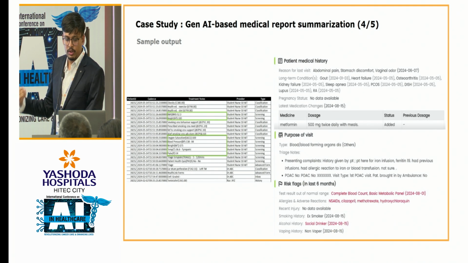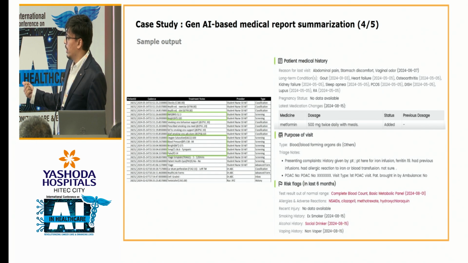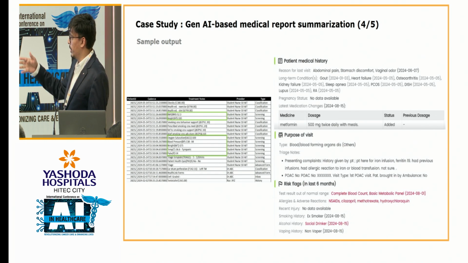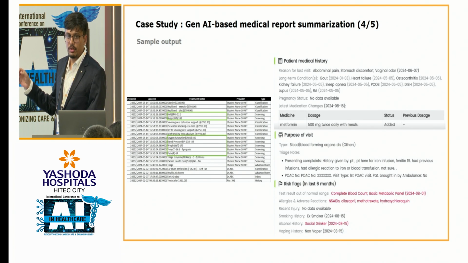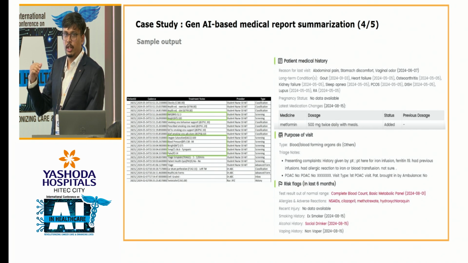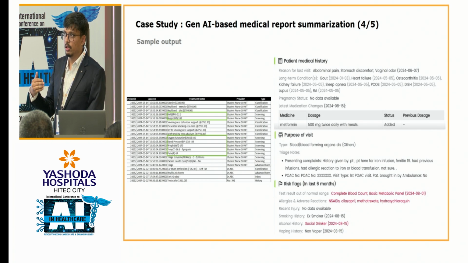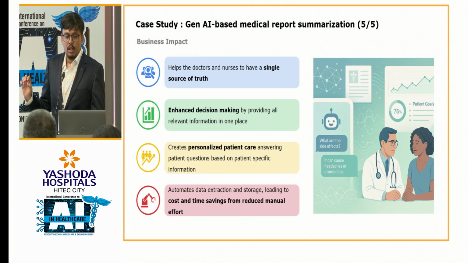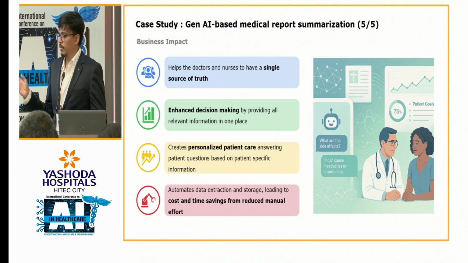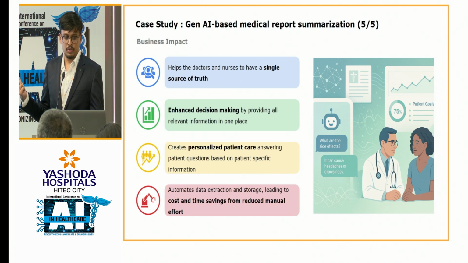Below that, what is the purpose of the visit? Below that, what are the risk flags? So, for example, here, whatever are in red are the flags that a doctor should consider based on the specific patient. Instead of reading tons of pages of reports to find out which are the markers that are out of range, this basically shows the markers that are out of range in one simple page, right? Again, how does this benefit? It helps the doctors to have a single source of truth. It enhances decision making. It personalizes patient care and saves time, right?